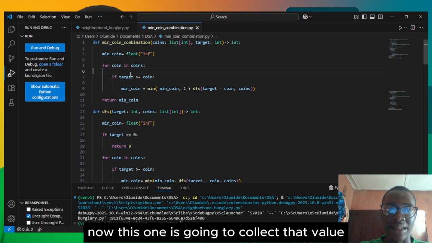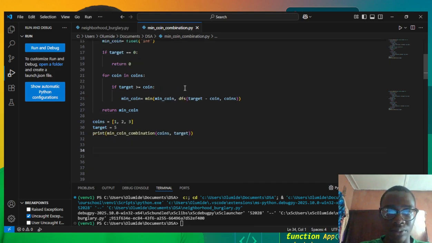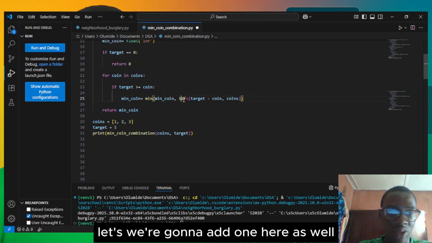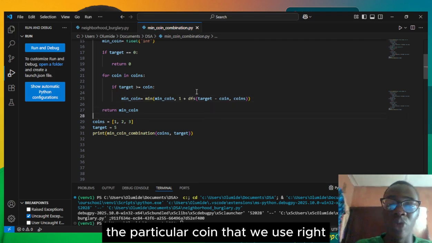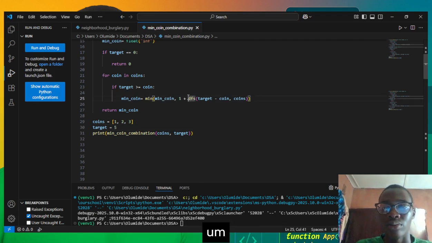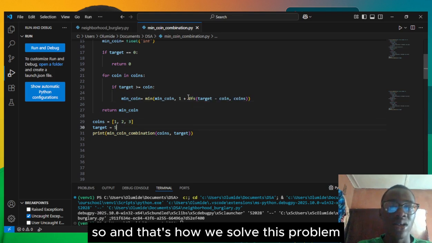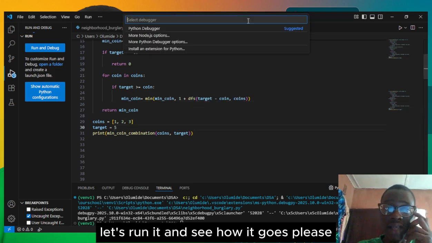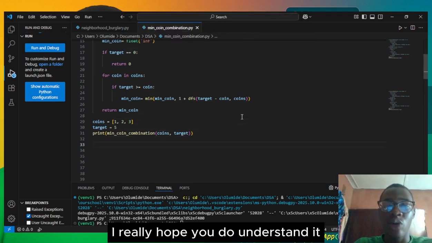And for each of them we just want to return the minimum coin. By doing that, this one is going to collect that value, and then it's going to add 1 to it, right? We are going to add 1 here as well. This 1 will represent the particular coin that we use to create this sub problem DFS here. And that's how we solve this problem. Let's run it and see how it goes, please. And I really hope you understand this.